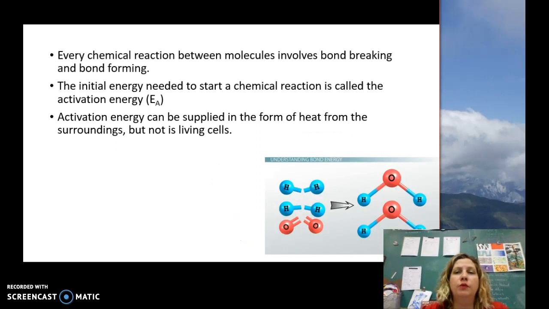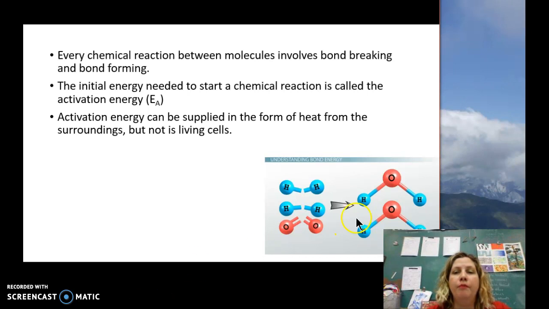Every chemical reaction between molecules involves bond breaking and bond forming. The initial energy needed to start a chemical reaction is called the activation energy. Activation energy can be supplied in the form of heat from the surroundings, but not in living cells. The reason for this is, if we were to use heat, we would melt everything.